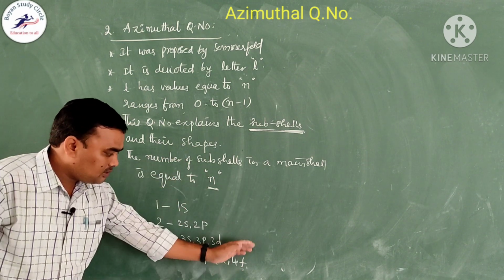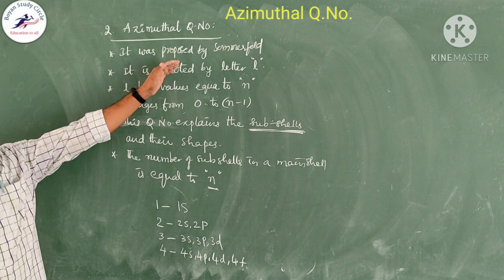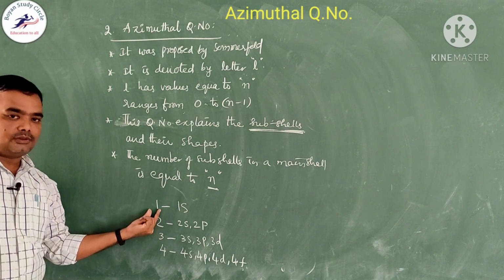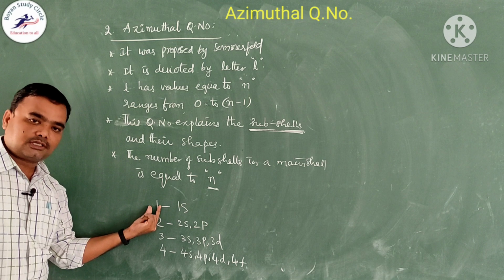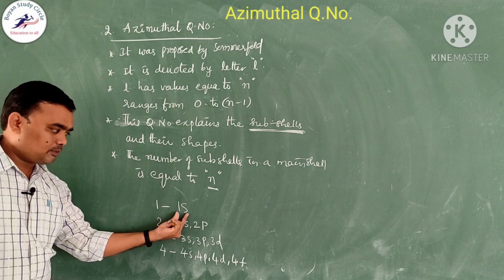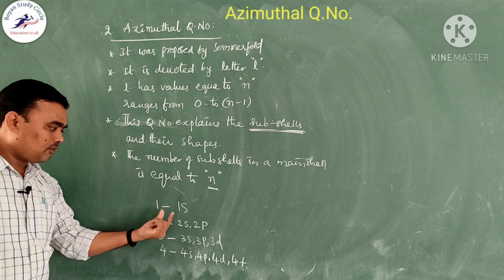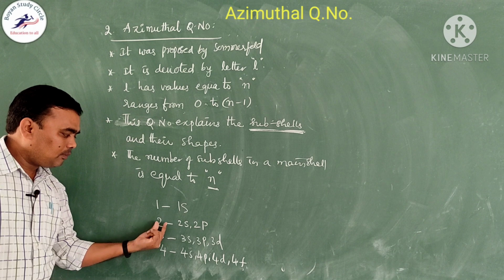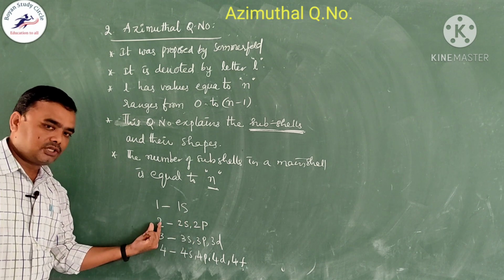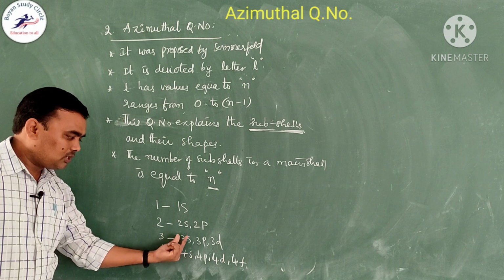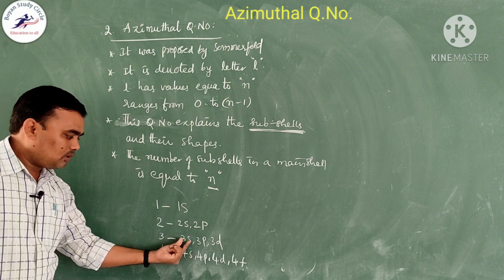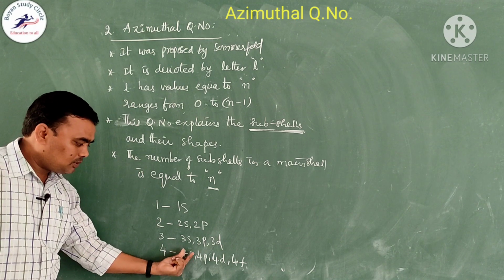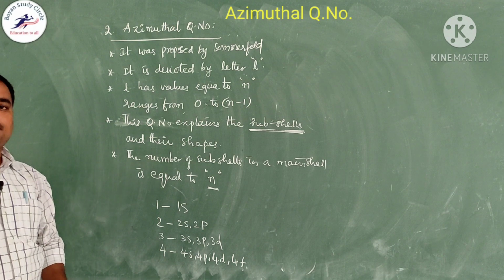About these subshells, this quantum number is explaining. In the first main shell, the number of subshells is equal to the n value, that means only one subshell is present, that is 1s. If you are taking the second main shell, there are 2 subshells, so they are named 2s, 2p. And in the third main shell, 3 subshells are present, named 3s, 3p, 3d. And in the fourth main shell, there are 4 subshells, 4s, 4p, 4d, 4f.